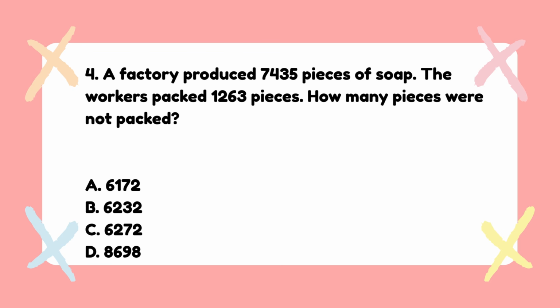4. A factory produced 7,435 pieces of soap. The workers packed 1,263 pieces. How many pieces were not packed? A. 6,172. B. 6,232. C. 6,272. D. 8,698.